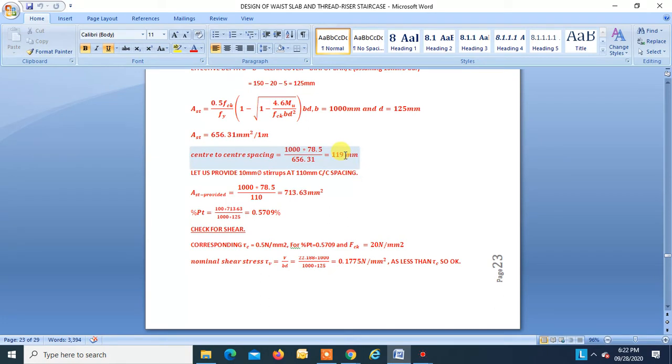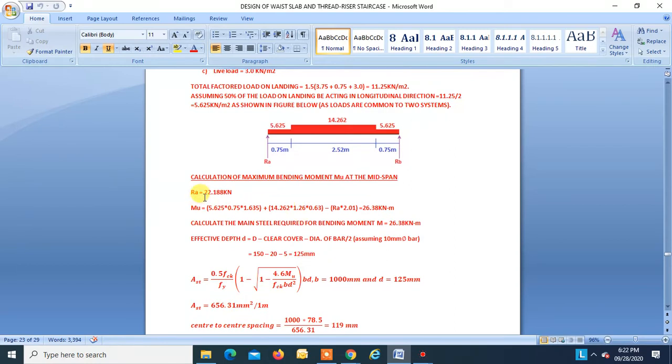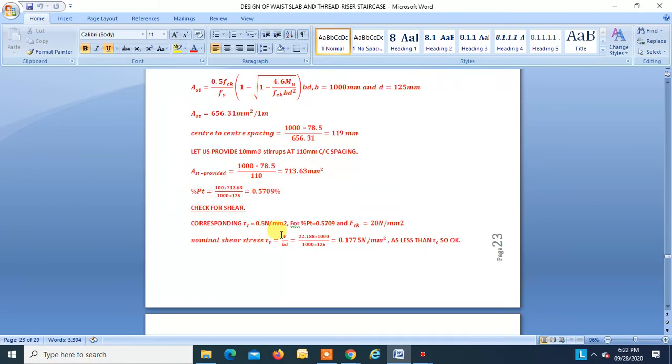As we are reducing the spacing, Ast provided will be increased. PT will turn out to be 0.5709. Check for shear. Corresponding tau c is found to be 0.5 when PT is 0.5709, fck is 20. Okay. Nominal shear stress is simple, RA you got as 22.188 divided by 1000 into d, d is 125. You get 0.177, which is less than 0.5. Okay, right?